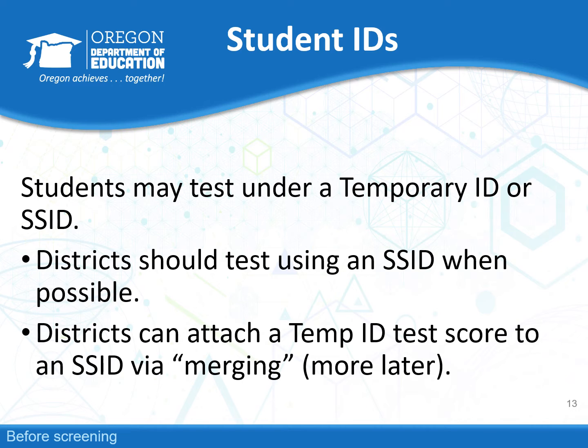Students may be screened using either their state-assigned SSID or a system-generated temporary ID. Each ID has a single screening opportunity. When possible, it is preferable to screen students using their SSID. However, sometimes screening must be completed before an SSID becomes available, for example, meeting federally required identification timelines. Temporary IDs exist to ensure that there will always be an ID available for any student who needs screening. Districts can perform a merge following screening to permanently associate a score with the student's SSID.